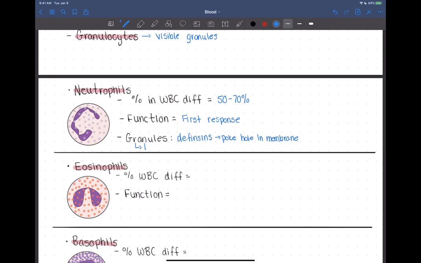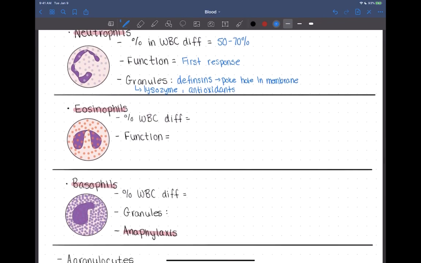They also contain lysozyme. Lysozyme has antibiotic properties. You probably learned about it when you learned about the eye because it's in tears. It's in a lot of body secretions, and it contains antioxidants. Antioxidants have antibacterial properties. An example of an antioxidant would be bleach or hydrogen peroxide. So that's neutrophils. They're the first to the site of an infection or problem, and they're going to release all these antibacterial, antimicrobial things from their granules.